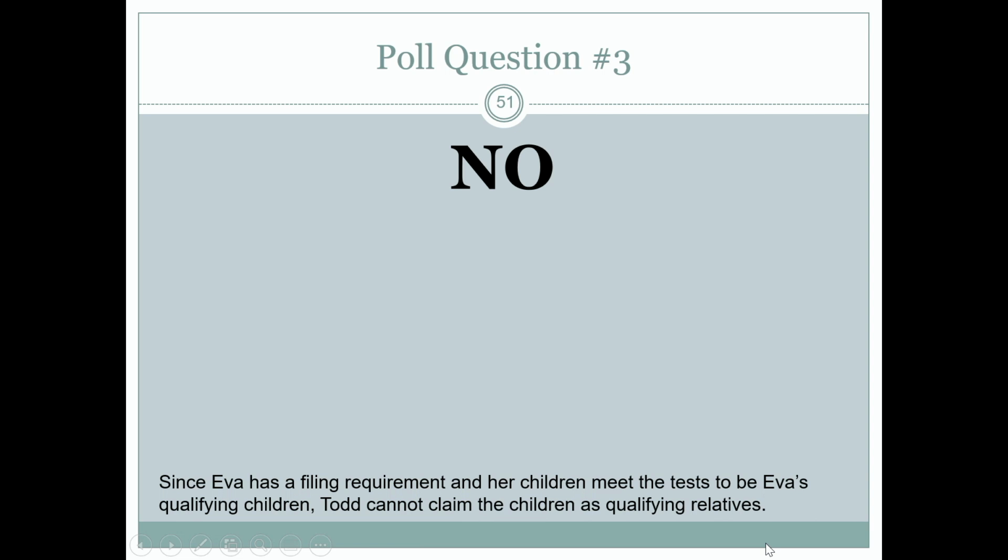Okay, the answer to that question is no. They are not the qualifying relatives for Todd. Since Eva has her filing requirements and her children do meet the test to be her qualifying children, he cannot claim them as qualifying relatives. So even though they live with him, for tax purposes his filing status is going to be single.